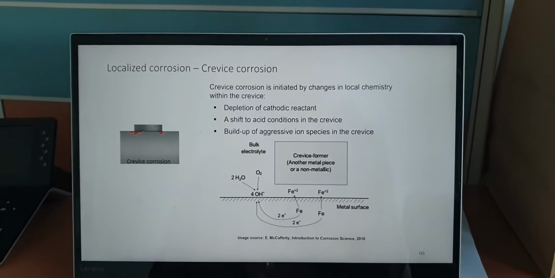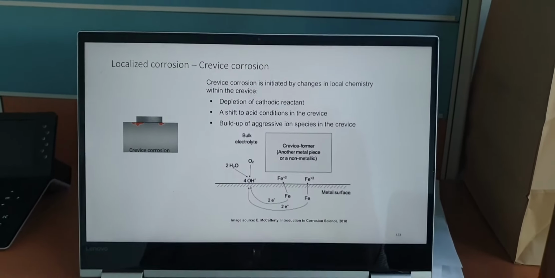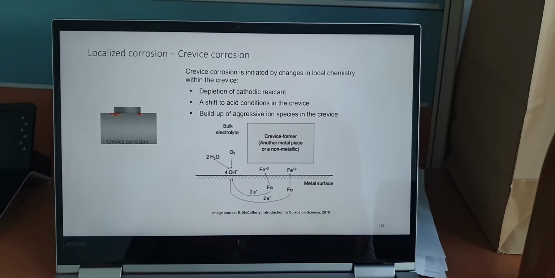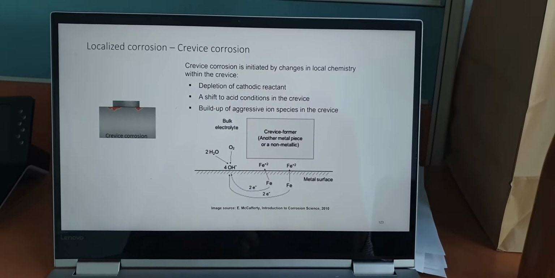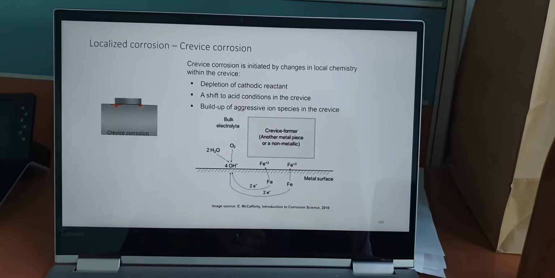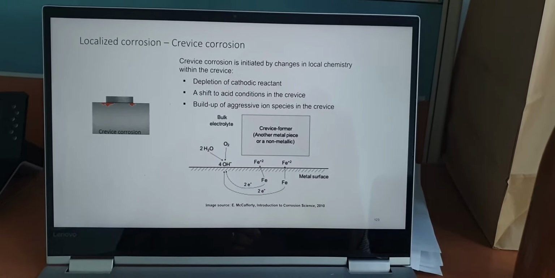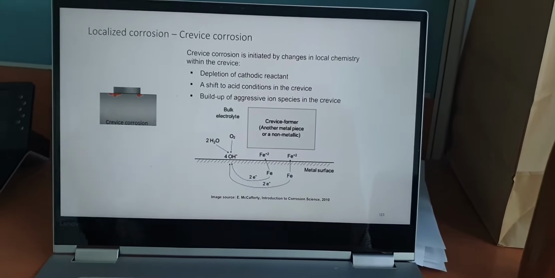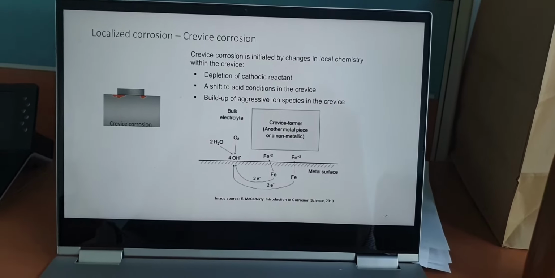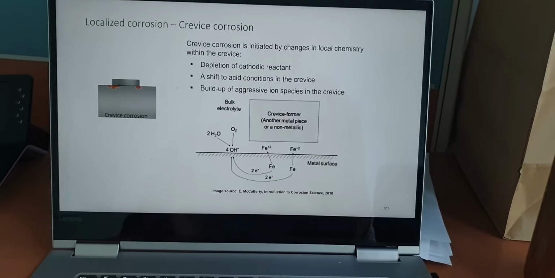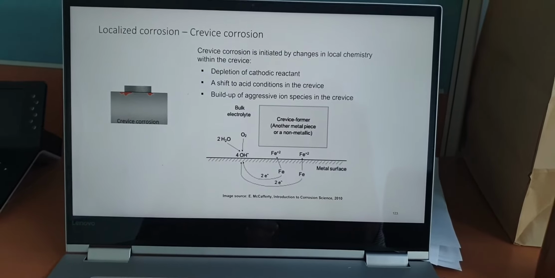The next one is crevice corrosion. Crevice corrosion is very similar to pitting corrosion. It basically involves the movement of species from a place where we have aeration, so we have too much oxygen, to a place where we are depleted in oxygen.